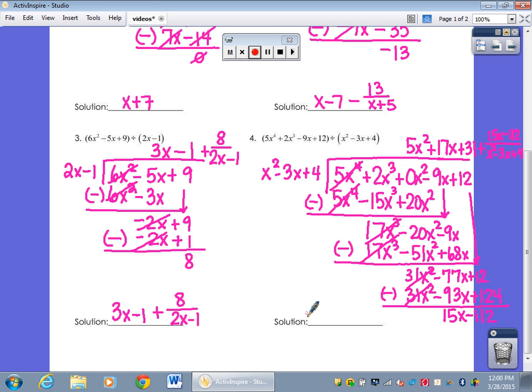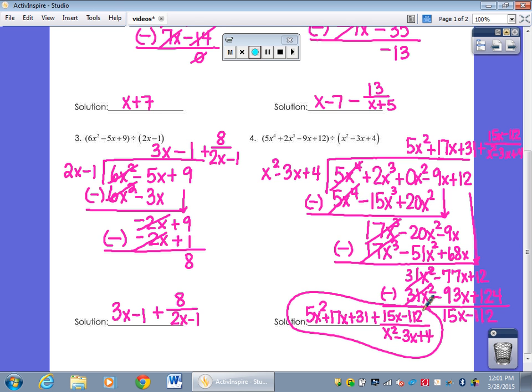Our final solution is 5x squared plus 17x plus 31 plus 15x minus 112 divided by x squared minus 3x plus 4. This becomes your final answer. Whew, that was a crazy one.